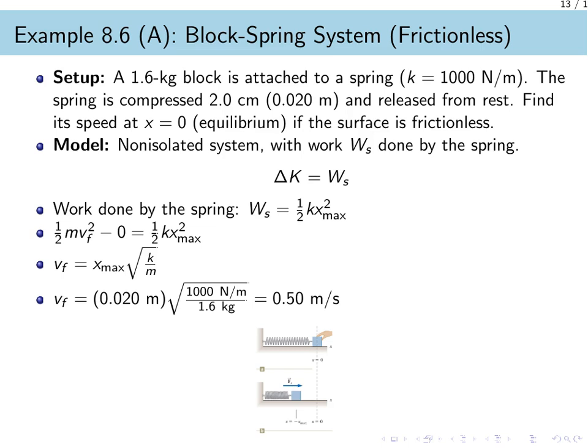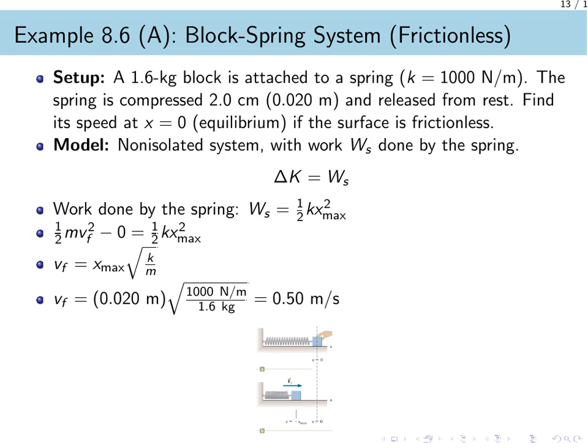For part A, we have a 1.6 kilogram block attached to a spring with a force constant, k, of 1,000 newtons per meter. The spring is compressed 2.0 centimeters, or 0.020 meters, and then released from rest. We need to find its speed as it passes the equilibrium position, x equals 0, assuming the surface is frictionless. We model this as a non-isolated system where the spring does work on the block.